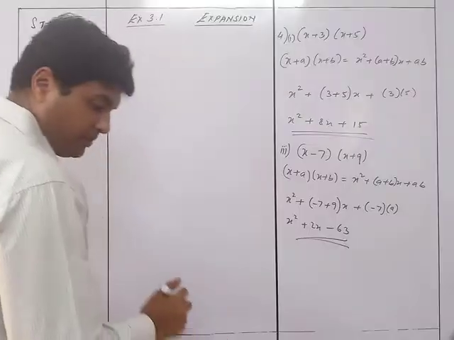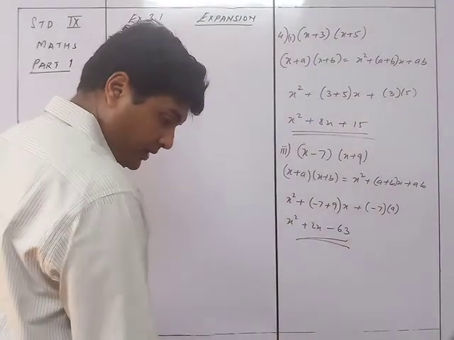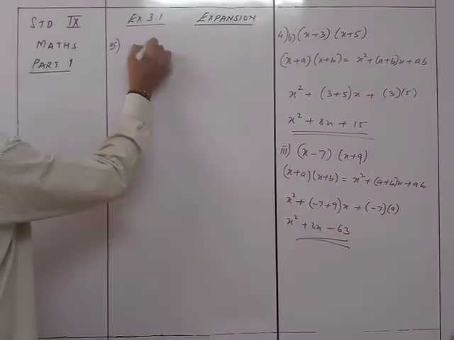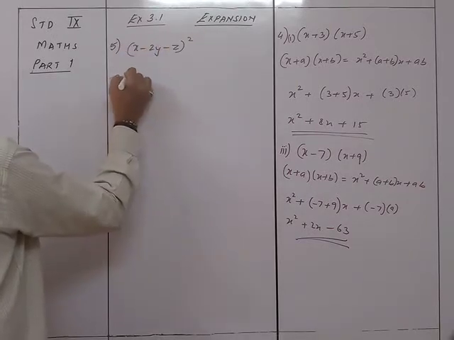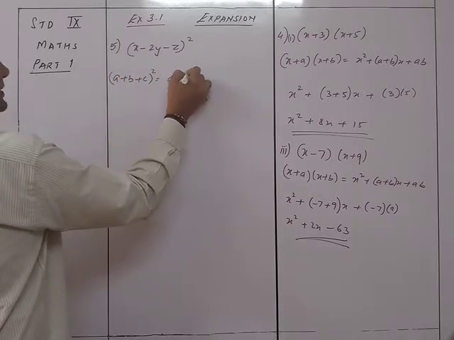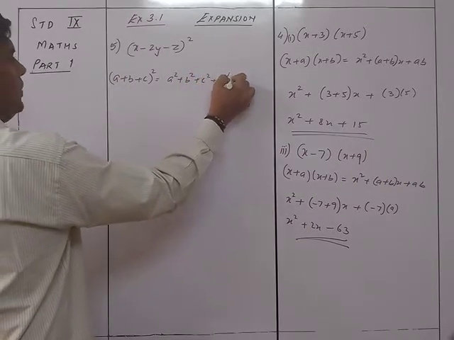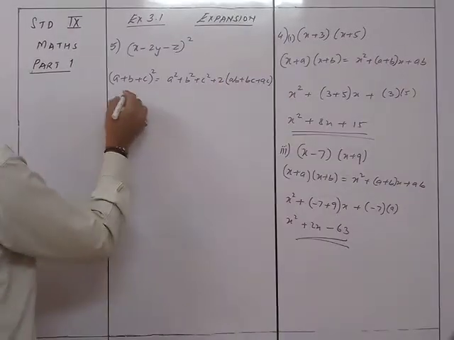We move on to sum number 5. It is (x − 2y − z) the whole square. That is nothing but (a + b + c) the whole square, which is a square plus b square plus c square plus 2(ab + bc + ac). So that's how we are going to take it.